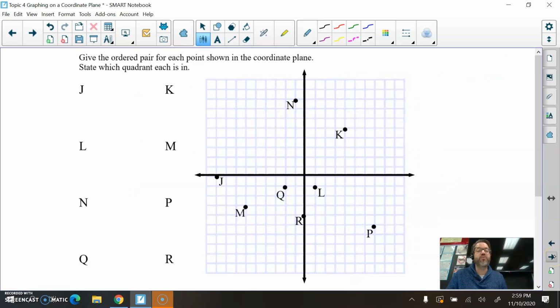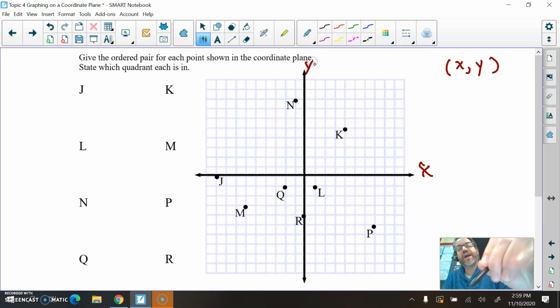All right, now one more page here. Now I have a bunch of points, point J, point K, L, M, N, P, Q, R, and I want to write the ordered pair for each of these points here. Now remember, ordered pairs always need to be in parentheses. And we always have our x-coordinate followed by our y-coordinate. Remember, this is your x-axis. This is your y-axis. Anything to the right is positive. Anything to the left is negative. Anything up is positive. Anything down is negative.